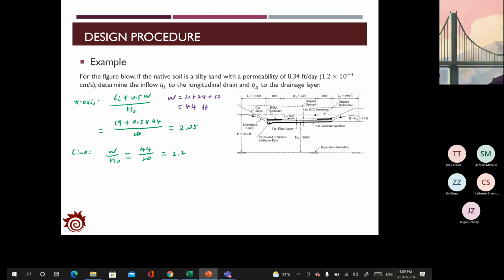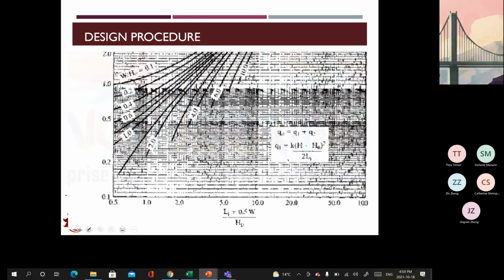With that, let's go to the next page, the graph that we're going to use. For the x-axis, we can find out the value we calculated previously is 2.05, which would be someplace around here. We cannot get the exact value. This is just some approximation. It's reasonable for you to get some errors here.